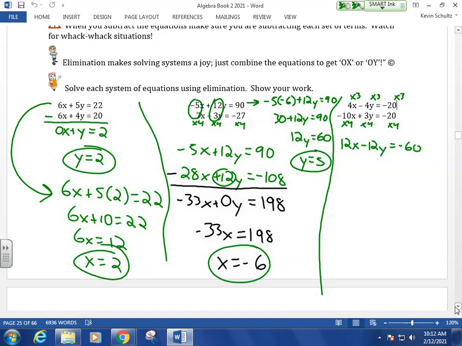In the bottom equation, negative 10 times 4 is a negative 40. I'm going to have to give myself some more space here. I'm going to erase some of this stuff. Negative 40. 3 times 4 is a positive 12. And negative 20 times 4 is a negative 80. Okay.